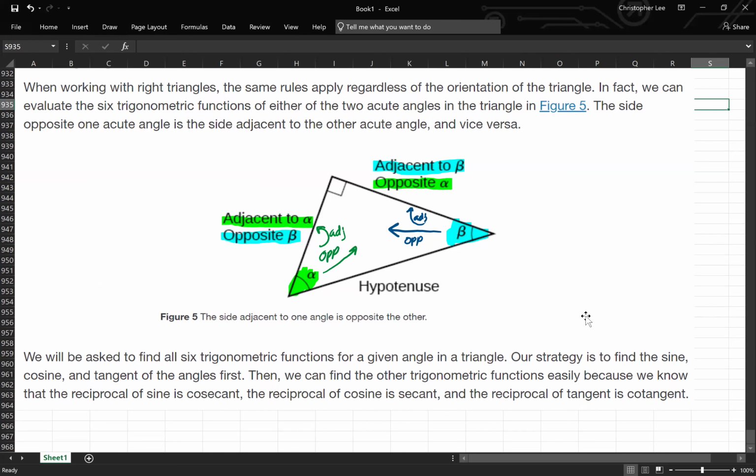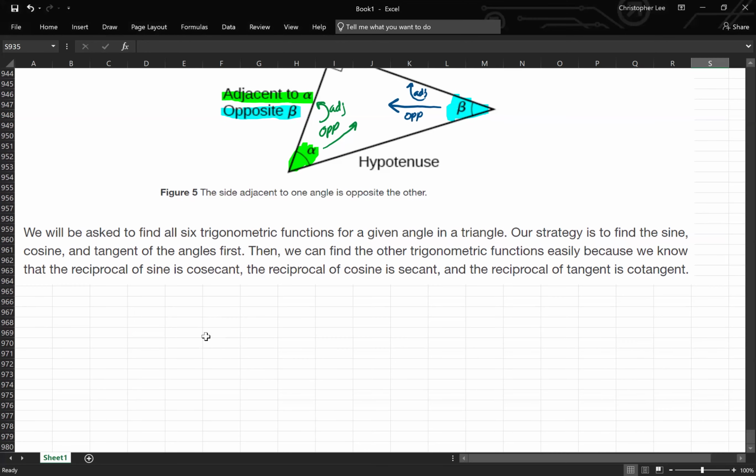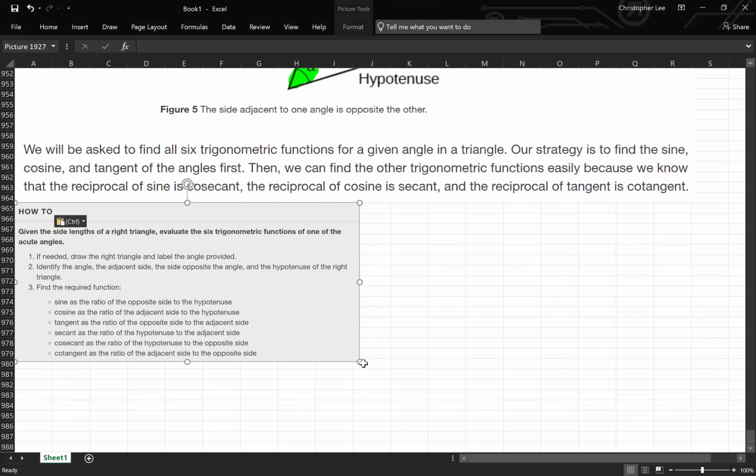a triangle. Our strategy is to find the sine, cosine, and tangent of the angles first. Then we can find the other trigonometric functions easily because we know that the reciprocal of sine is cosecant, the reciprocal of cosine is secant, and the reciprocal of tangent is cotangent, right? So let me just say that in words for you real quick before I write that out. Give you a little how-to.